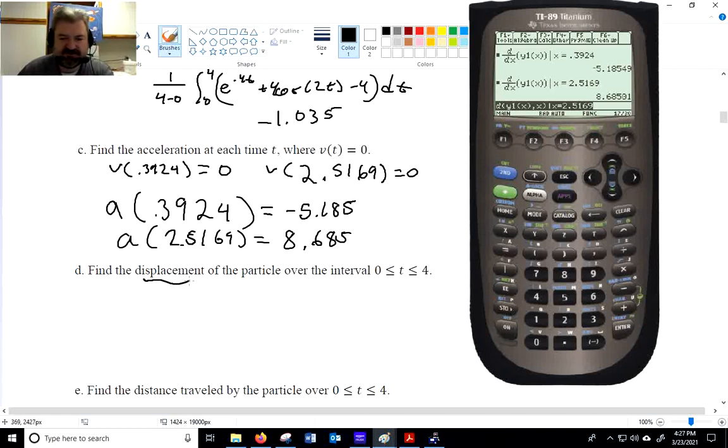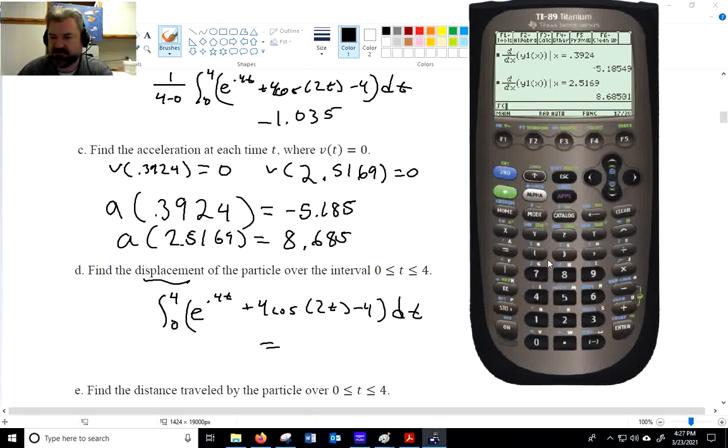All right, next it asks me to find the displacement of the particle over the time from 0 to 4. Displacement is the change in position, which is the integral of velocity. So we just need to integrate our velocity function from 0 to 4. And nicely enough, I've already got it in my y equals, so I can integrate with it. Integral of y1 of x with respect to x from 0 to 4.